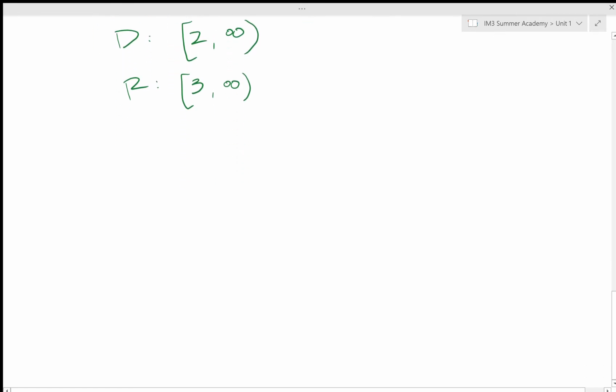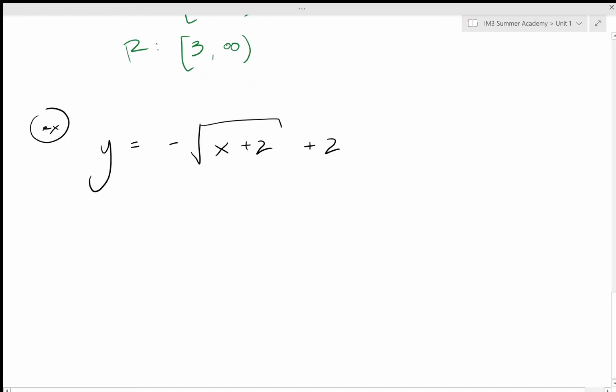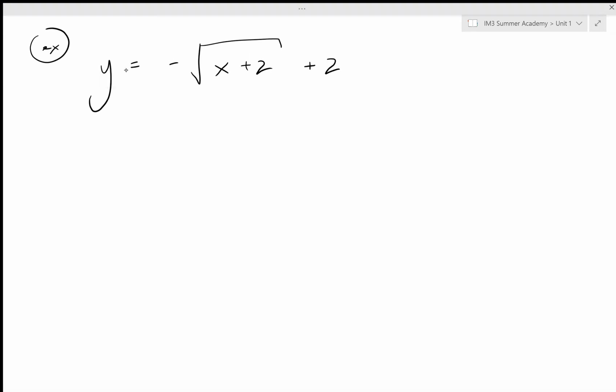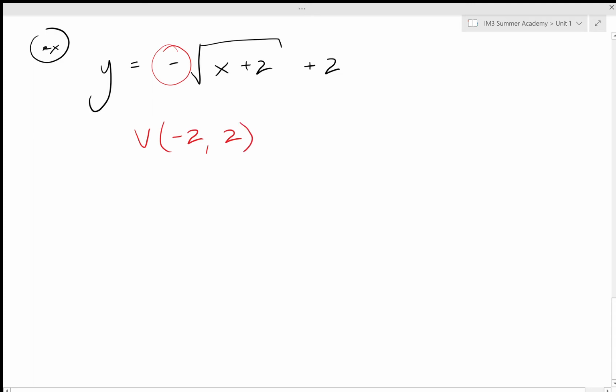Now let's see something where my numbers start to change. Let's say they want us to graph y equals negative square root of x plus 2, plus 2. So you'll notice right off the bat your a value is now negative. Vertex though is going to be an unchanged process. That one's going to be negative 2, positive 2. A value is going to be a negative number, negative 1. So we'll see what happens now when it's negative.